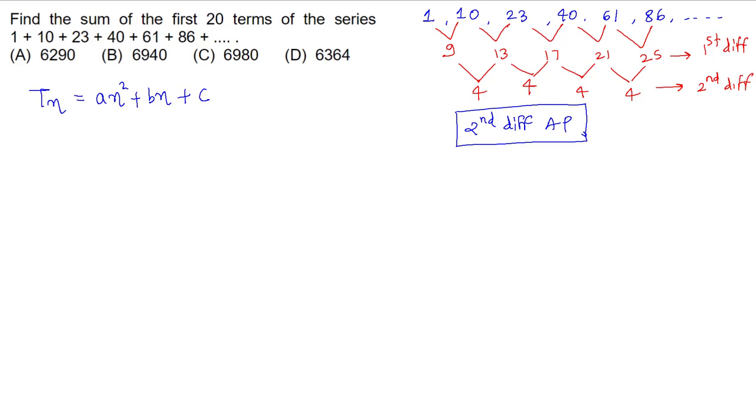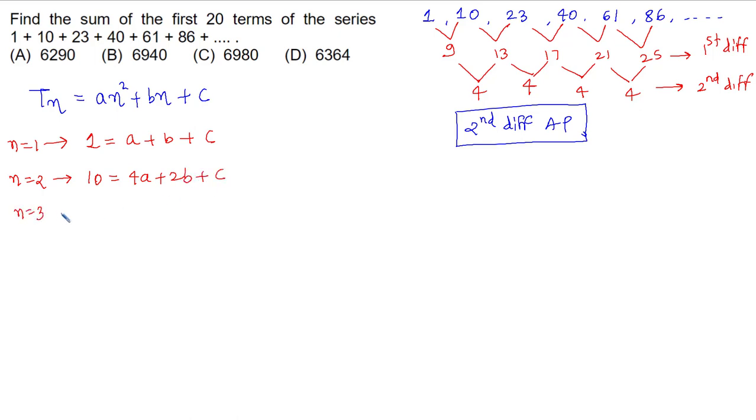For that, let's put n equal to 1. First term is 1, that is equal to a plus b plus c. Now let's put n equal to 2. Second term is 10, that is equal to 4a plus 2b plus c.